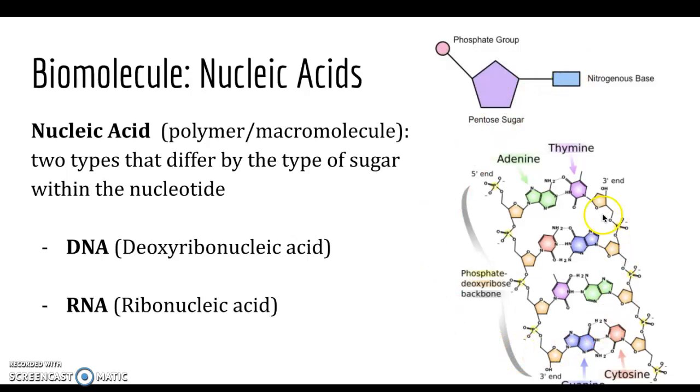Here is a little more complicated structure of a DNA molecule, and you can see that these are the sugars, these orange hexagons, these yellow P's that you see here are your phosphate groups, and then your pink, purple, red, and green hexagons are your nitrogenous bases, which together all form DNA.